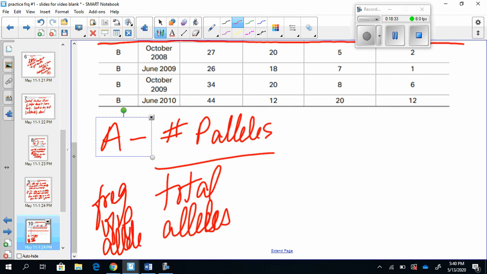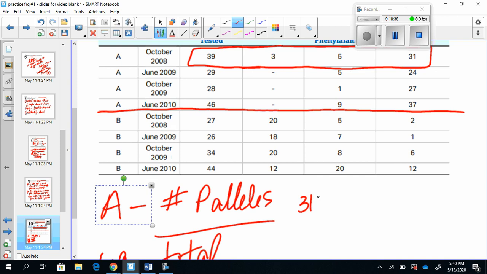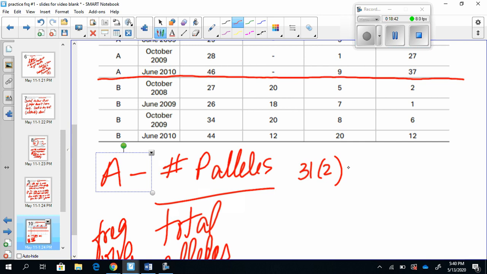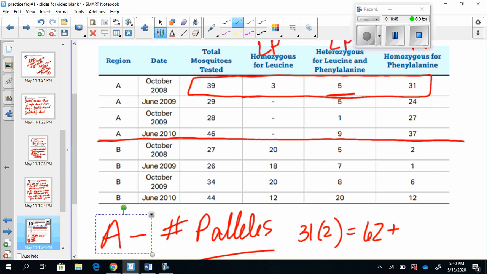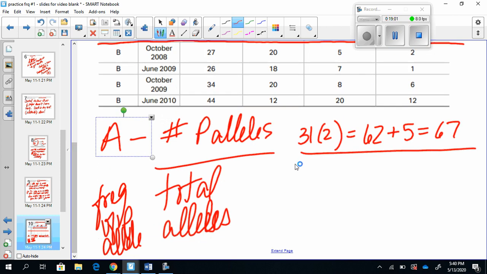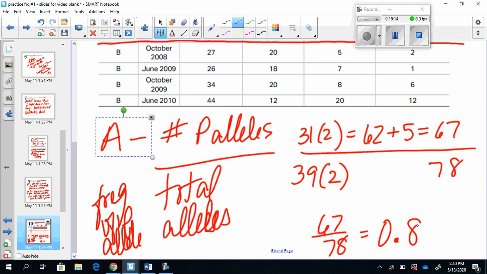Okay, so the number of P alleles. I've got 31 times 2, because remember, these guys have 2 Ps. So 31 times 2 is equal to 62. Plus, I've got 5 more that are just single Ps because the other letter is an L. So that's equal to 67 over the total number of alleles. I've got 39 individuals and everybody has 2, so that's 78. So I want 67 divided by 78, and it tells me to do it to 2 decimal places. So 0.86 is the frequency of the P allele.